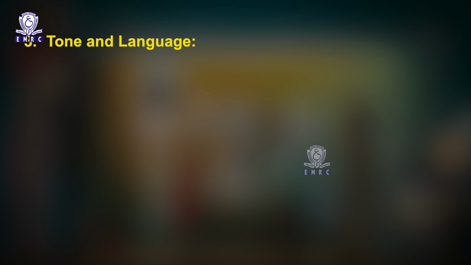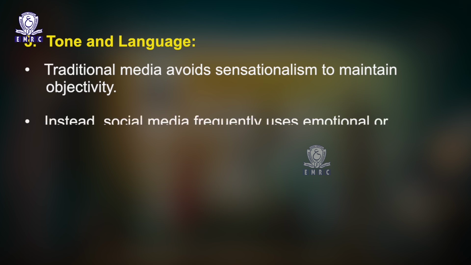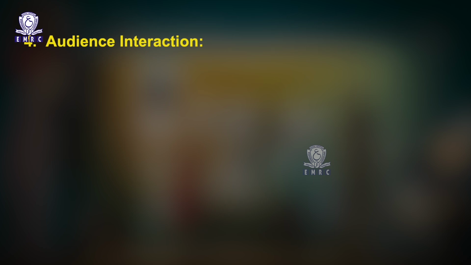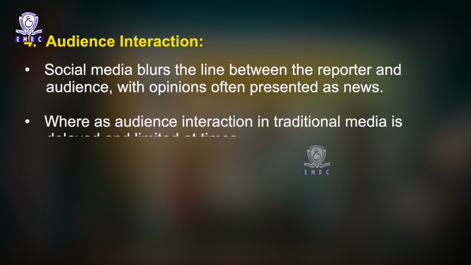What kind of tone and language are used in traditional media? They avoid sensationalism to maintain objectivity. Instead, social media frequently uses emotional or biased tones to attract engagement. How about audience interaction? Social media blurs the lines between reporters and audiences, with opinions often presented as news, whereas audience interaction in traditional media is delayed and limited at times.